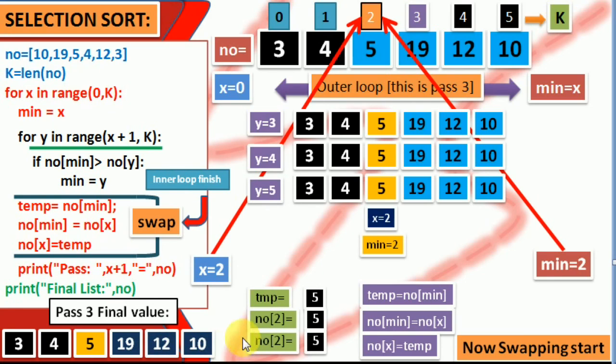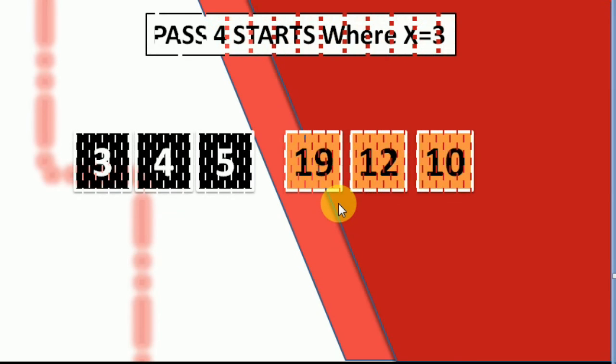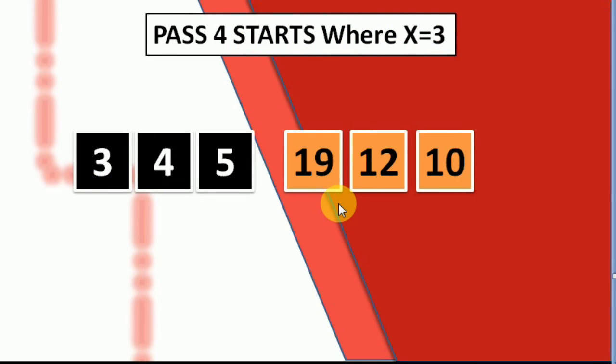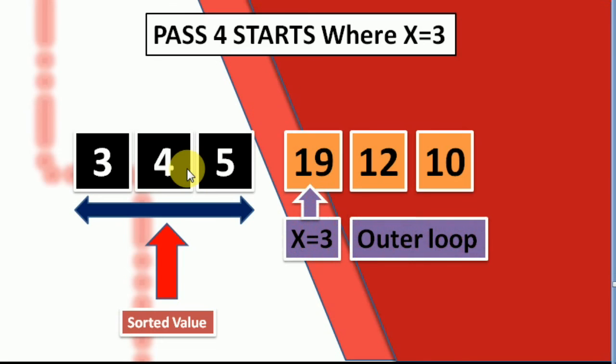Done. So it means the past 3 final values are 3, 4, 5 are sorted, 19, 12, 10 are unsorted values. Now we move to the next pass, that is pass number 4, and next start from 3. It means 3, 4, 5 are sorted values. These are not going to be checked. Now where is x? X is going to sit at 3. It means min is also going to sit the first time at this 3, that is 19.